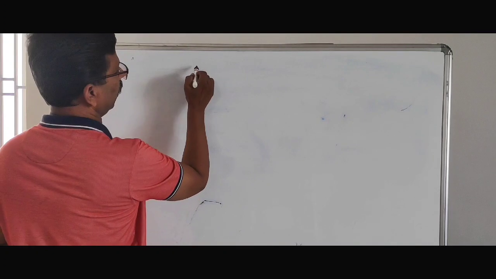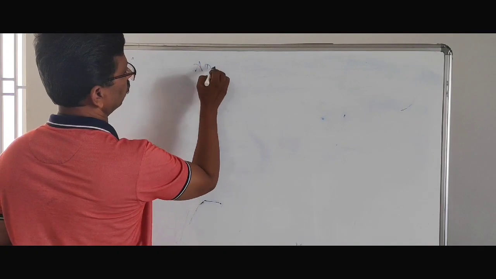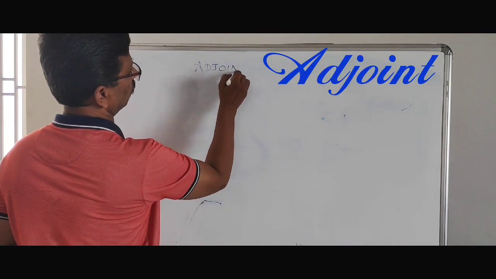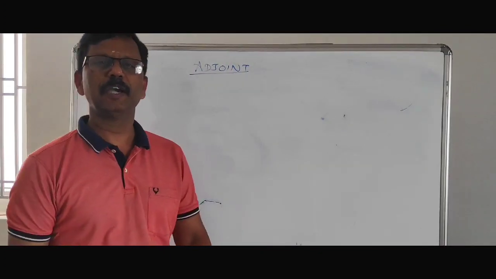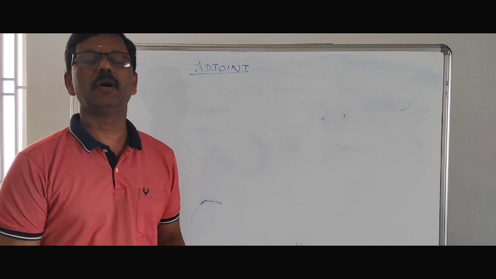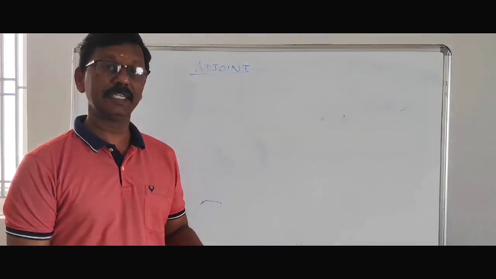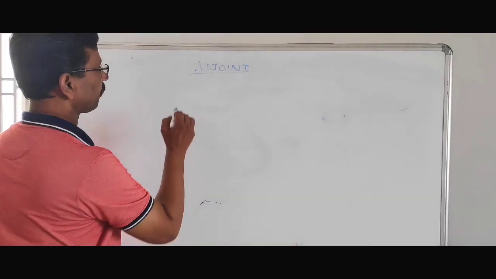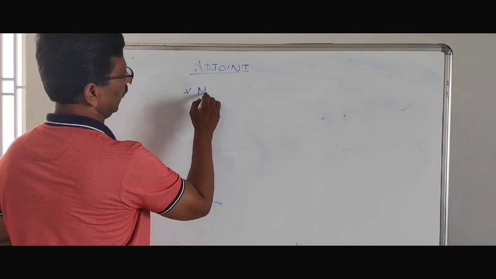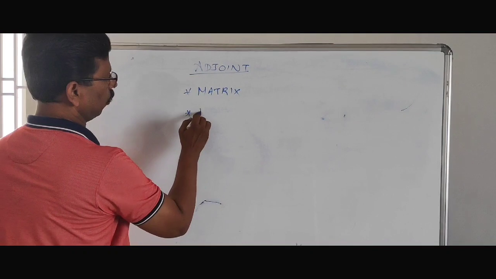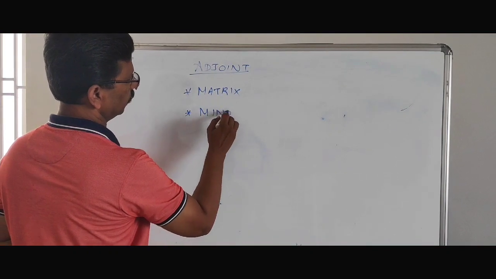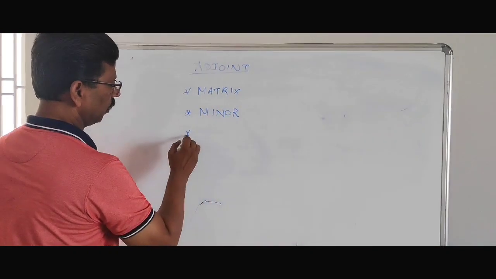First, we will see about adjoint of a square matrix. For finding this adjoint of a square matrix, we need to recall some concepts that you have learned in 11th standard. They are matrix, then second one minor, third one cofactor.